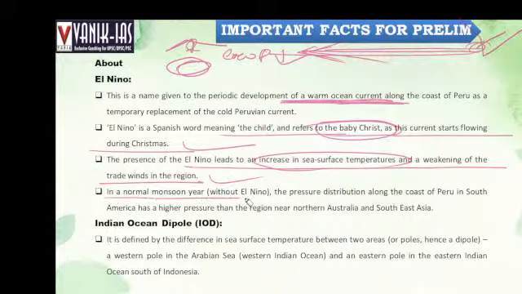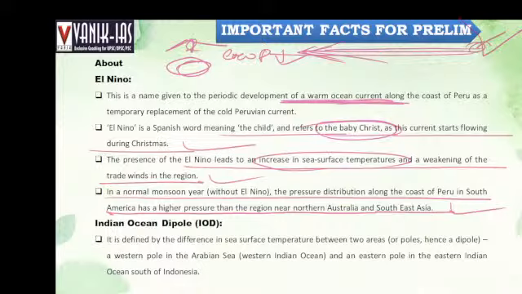In a normal monsoon year, without El Nino, the pressure along the coast of South America is higher than in the region near northern Australia and Southeast Asia. That's why air flows from the Peru coast towards India and ultimately goes to the subcontinent and creates rainfall. But when El Nino develops, the air goes from the Indian subcontinent to South America, and that creates the problem of low rainfall in India.